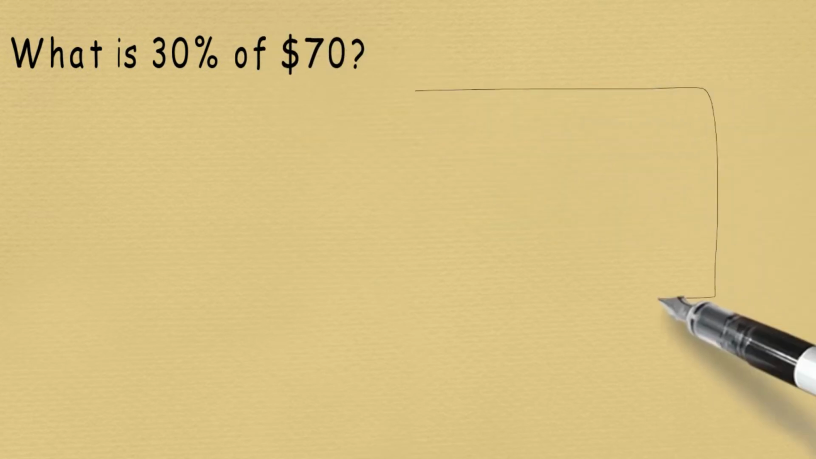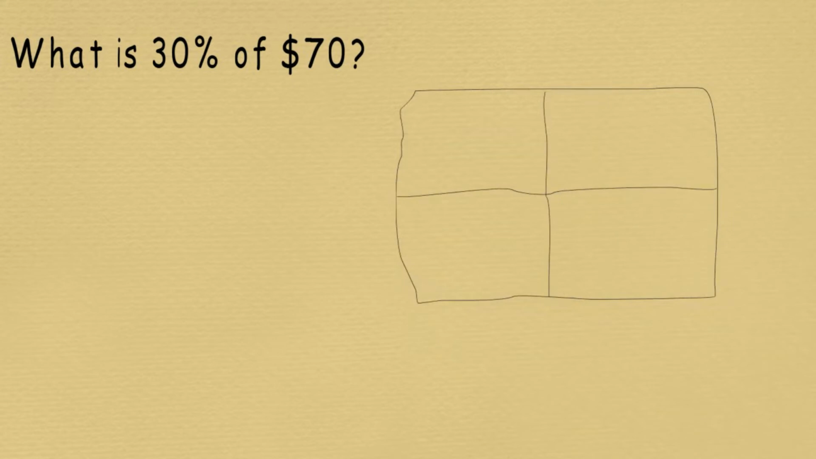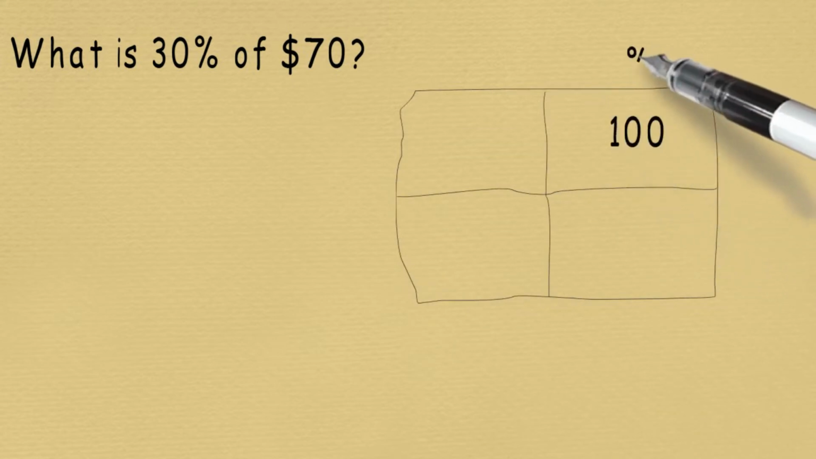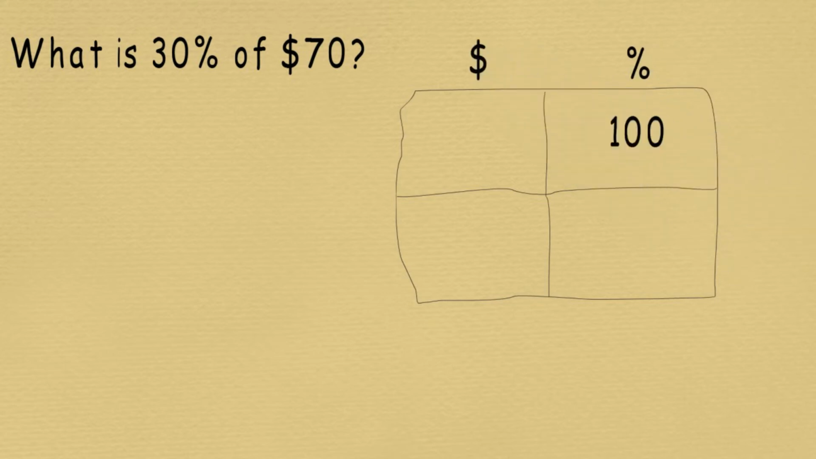Okay, again, the first step, draw my window box. Inside my window box, write the number 100. Right above the number 100, write the symbol for percentages. Next to the symbol for percentage, write the symbol for money. I look at my question and I see the number 30%.